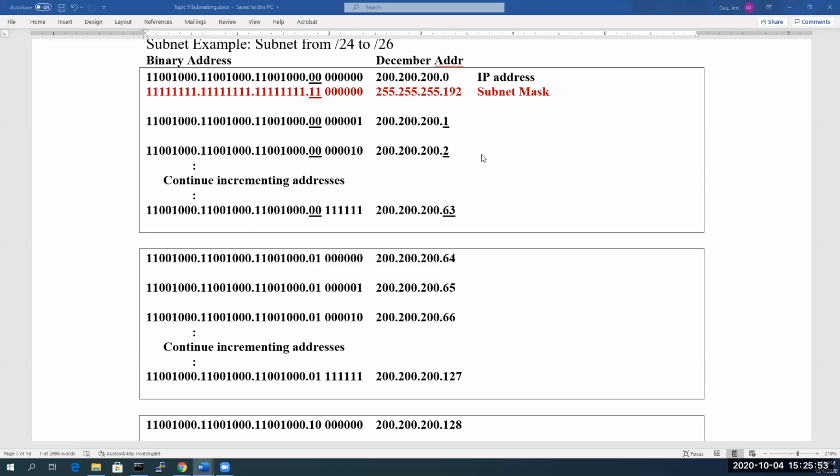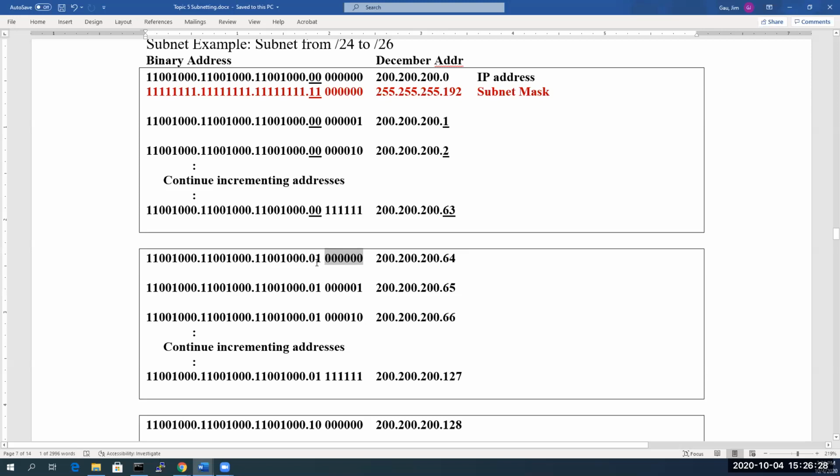Therefore, if we change from /24 to /26, the first network will be represented as 200.200.200.0 /26. The broadcast for this network would be 200.200.200.63, okay, and /26. So that's the broadcast address. And the next one will be 200.200.200.64, because see, that's the smallest number. If you take a look at it here, this is the smallest number that we have, right?